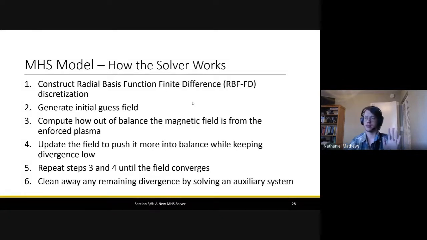So here's how we're going to build this model. We're going to build a discretization. It's going to be a numerical model, right? Of course, there's a discretization. We'll use a fancy one, radial basis functions. We'll generate an initial guess. That initial guess will not be in balance with the plasma forcing we're imposing, and we'll push it into balance. We're not going to use a magnetofrictional scheme for that. It won't be a physical evolution. It's going to be a numerical evolution that just sort of minimizes the difference between the plasma forcing and the magnetic forcing. And then we'll deal with divergence a little bit as we go, but mostly at the end.